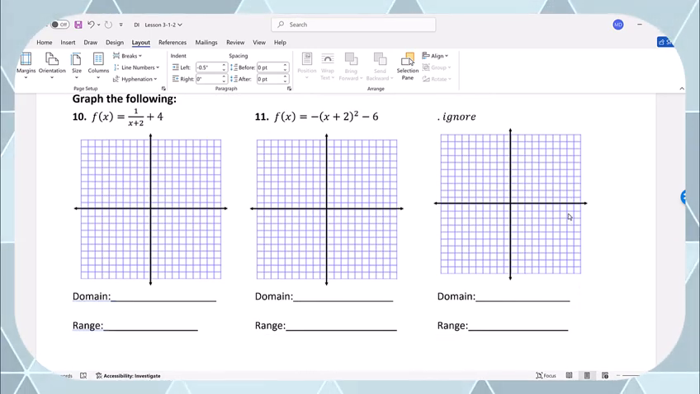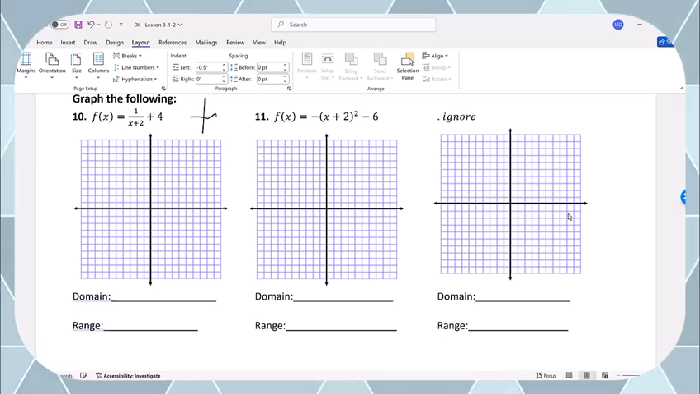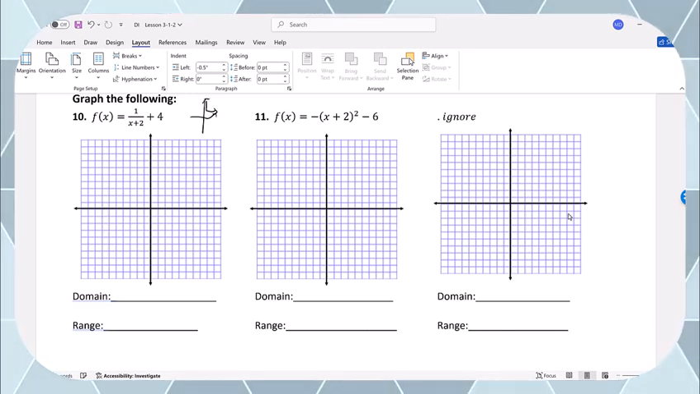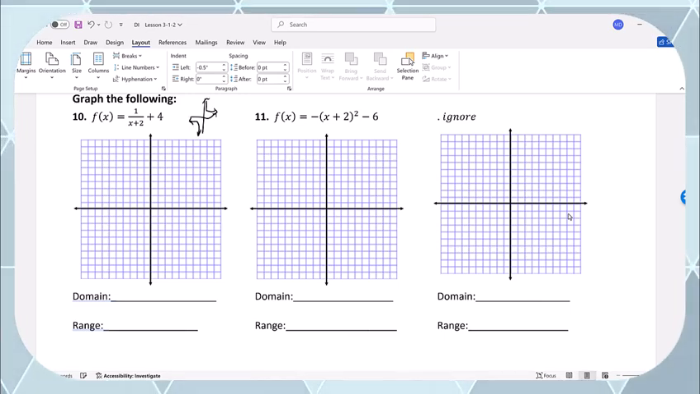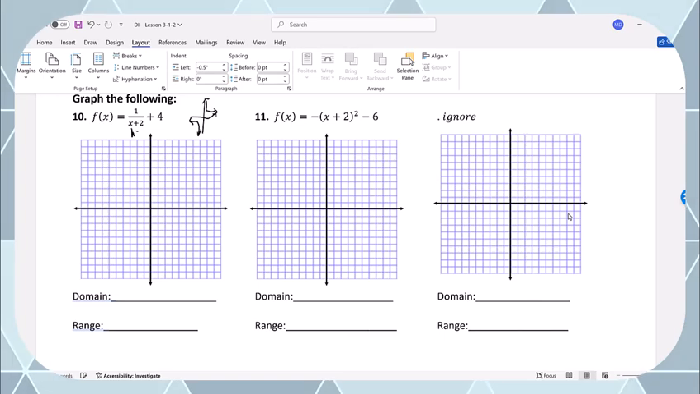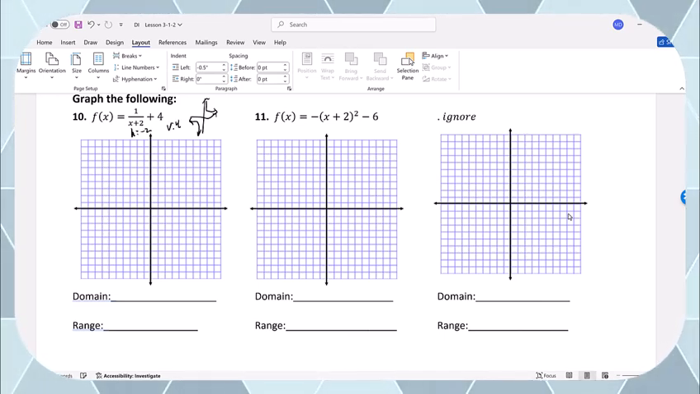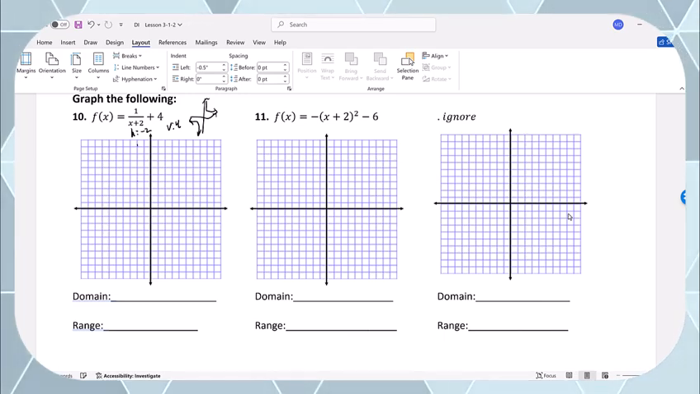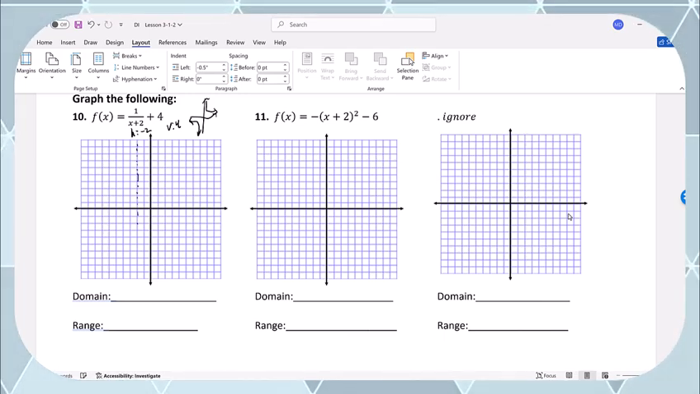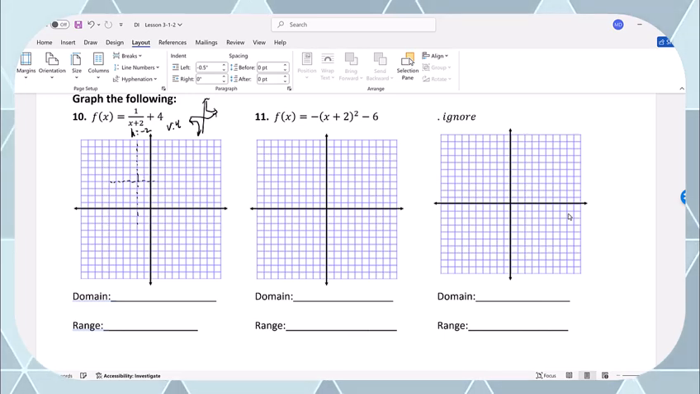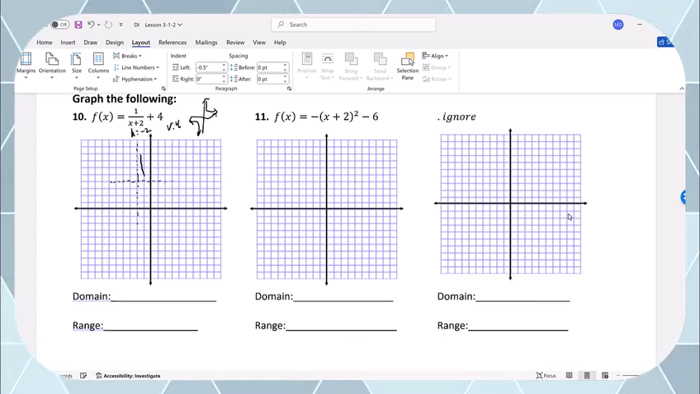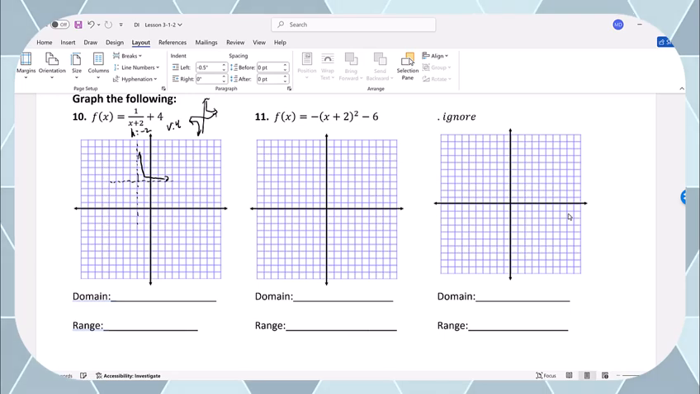So for the parent graphs, remember this is the rational. It's going to be a little bit hard to write with this pen, but we have a horizontal shift of -2, vertical shift of 4. So we have our vertical and horizontal asymptotes there. And so we can draw in our parent graph.